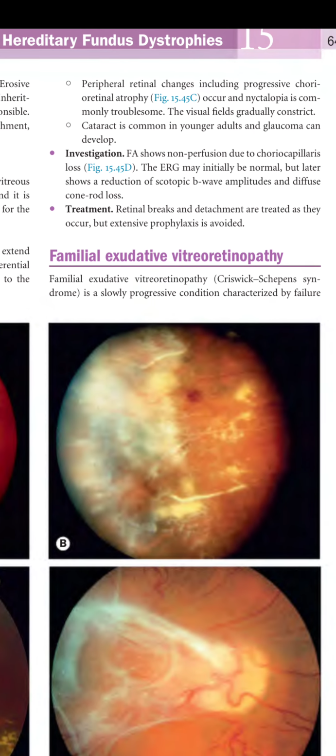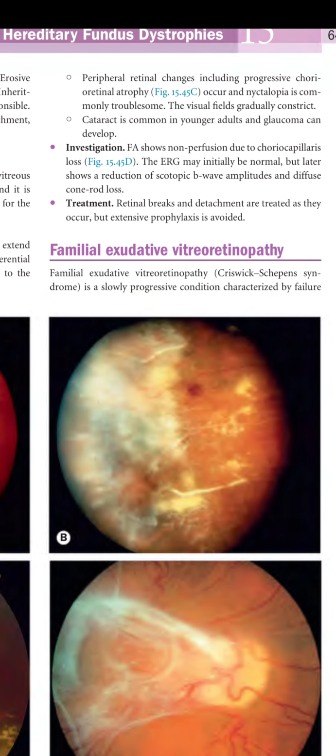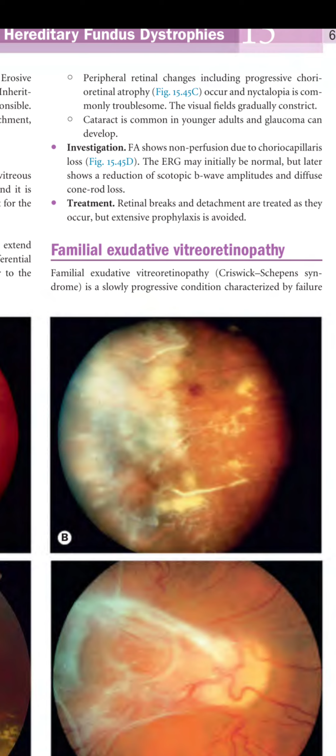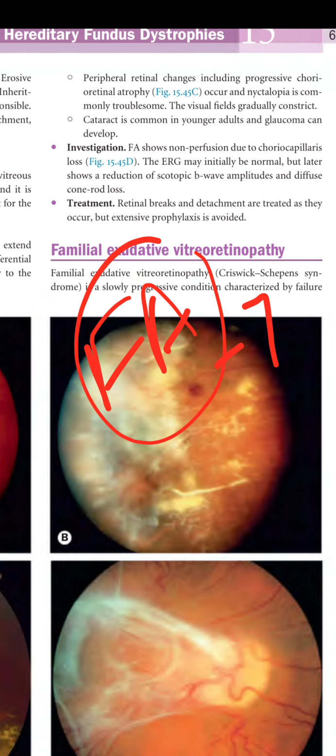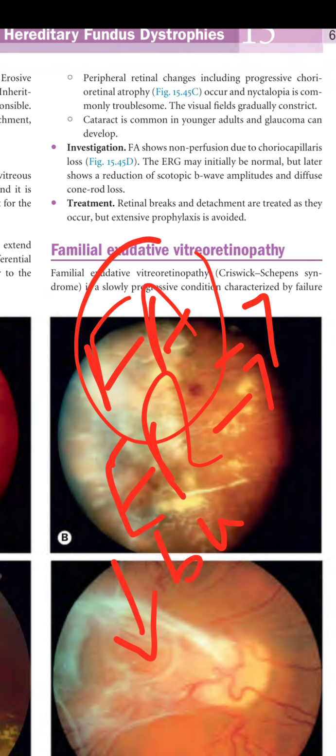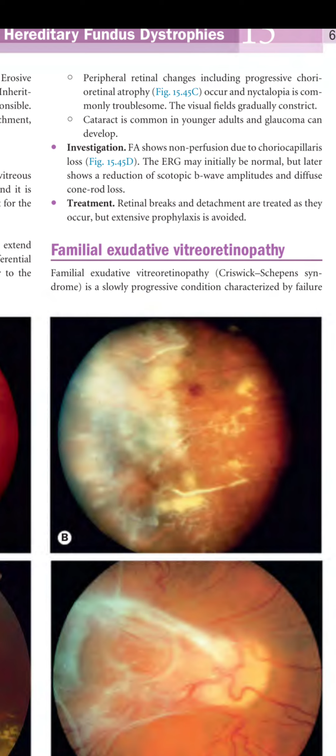Investigation: FA shows non-perfusion due to choriocapillaris loss. The ERG may initially be normal but later shows a reduction of scotopic B-wave amplitude and diffuse rod-cone loss. So fluorescein angiography will show non-perfusion of the choriocapillaris, and the ERG may be normal but later shows reduction in the B-wave amplitude and a diffuse rod-cone loss. Treatment: retinal breaks and detachments are treated as they occur, but extensive prophylaxis is avoided.